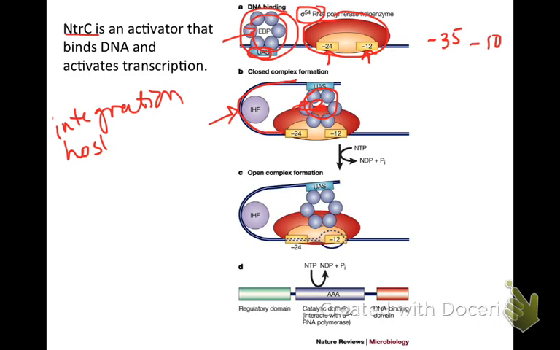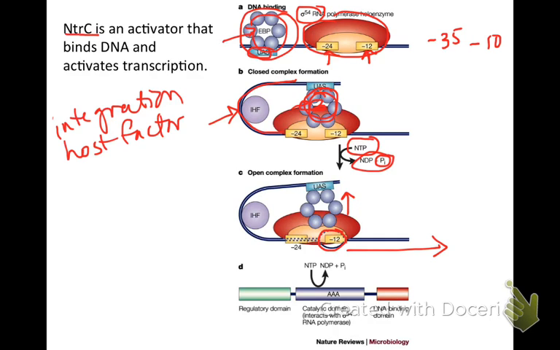Integration host factor actually participates in many similar reactions in the cell to help bend the DNA. But what the interaction with NTRC and polymerase does is it will allow then utilization of energy in the form of ATP or GTP. So that's what's shown here. We're removing phosphate to release energy, and that allows this kind of upward movement with NTRC so that we see an open complex form in the DNA, and then transcription can proceed in this region.